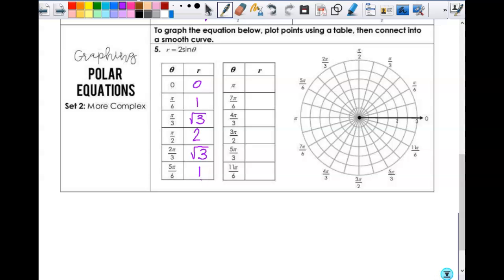What is the sine of pi? 0. So this is 0. The sine of 7 pi over 6 is negative 1/2, right? Times 2 gives me a negative 1. This would be a negative square root of 3 over 2, times 2 is negative square root of 3, right? Which makes this a negative 2, negative square root of 3, and negative 1. Okay. Everybody okay with all that so far?